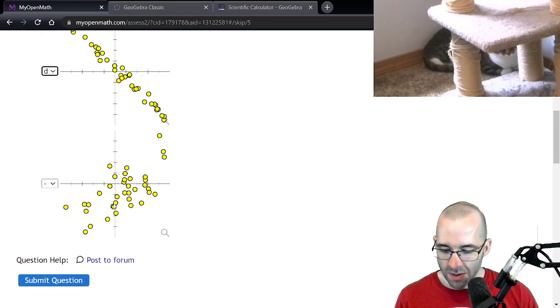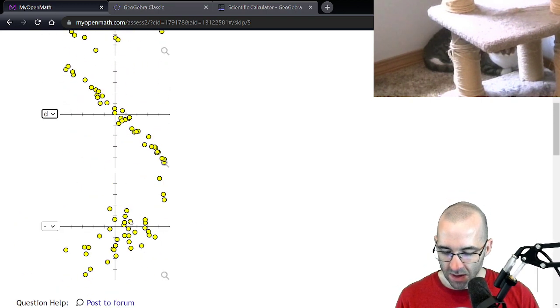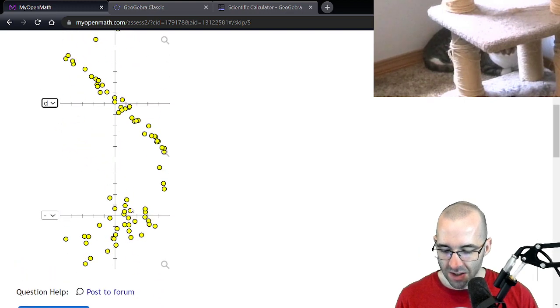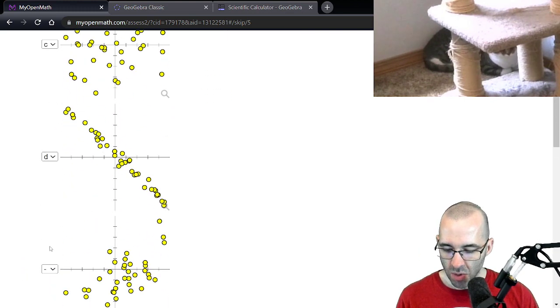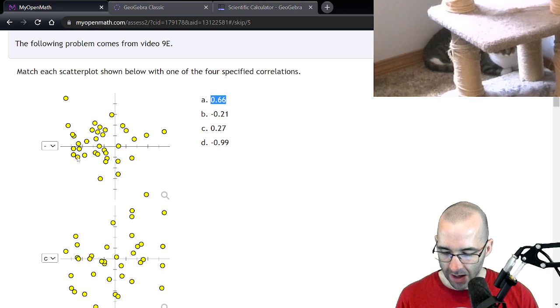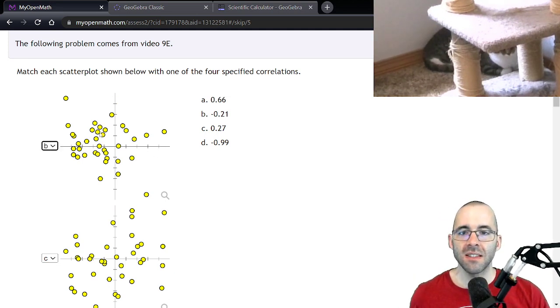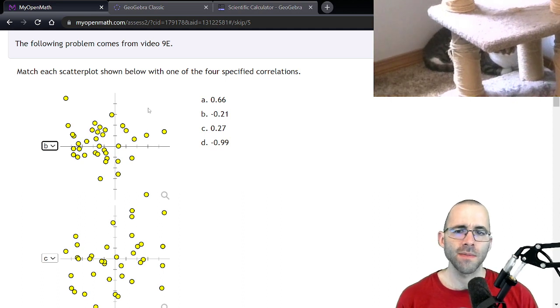And this last one is positive correlation. Stronger than the other one, but still not super strong. 0.66. It's going to be our A. So just as expected, that leaves this one with our B. It's negative correlation, but it's pretty weak.